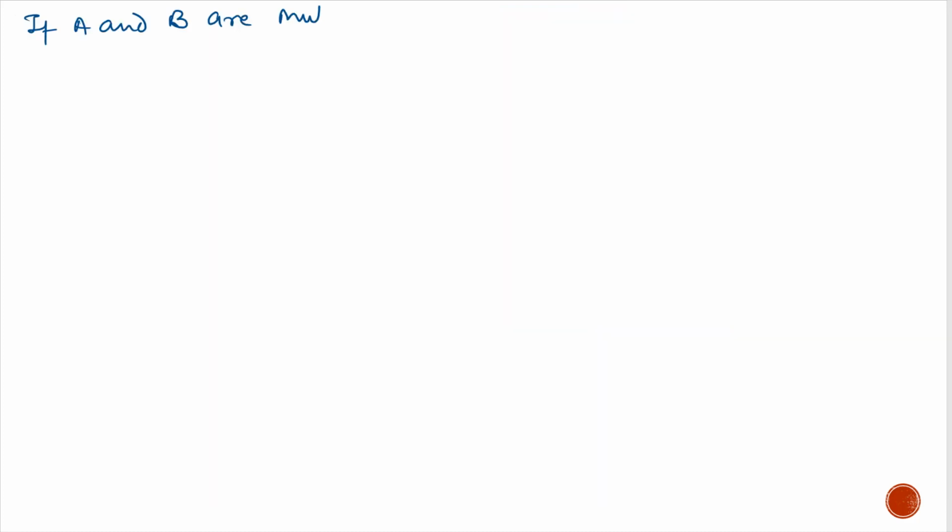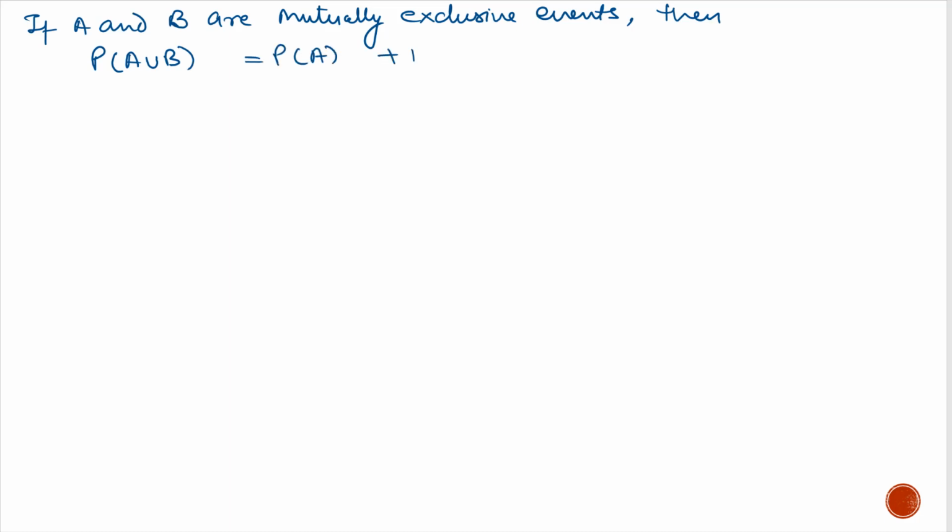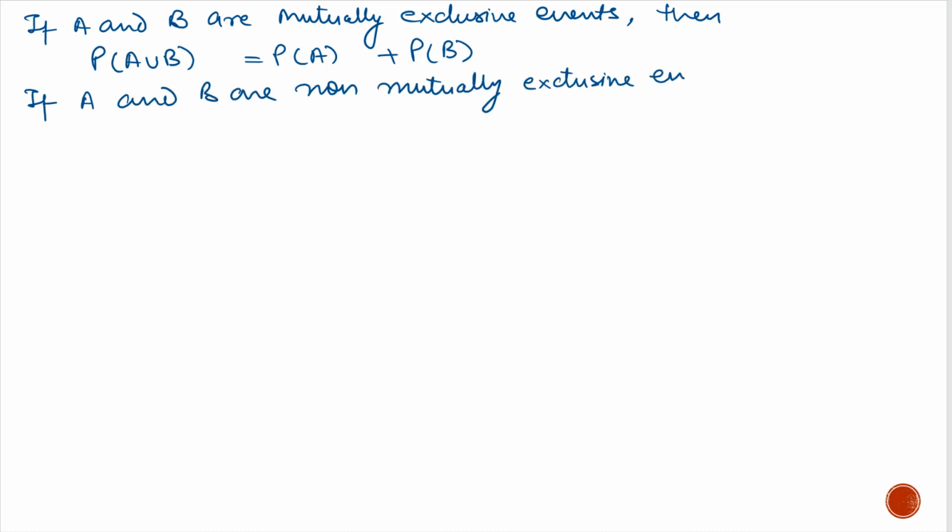If A and B are mutually exclusive events, this implies there is nothing common between the two. For example, even number and odd number, there is nothing common between these two. Then probability of A union B is always equal to probability of A plus probability of B. And if A and B are non-mutually exclusive events, then probability of A union B equals probability of A plus probability of B minus probability of A intersection B.